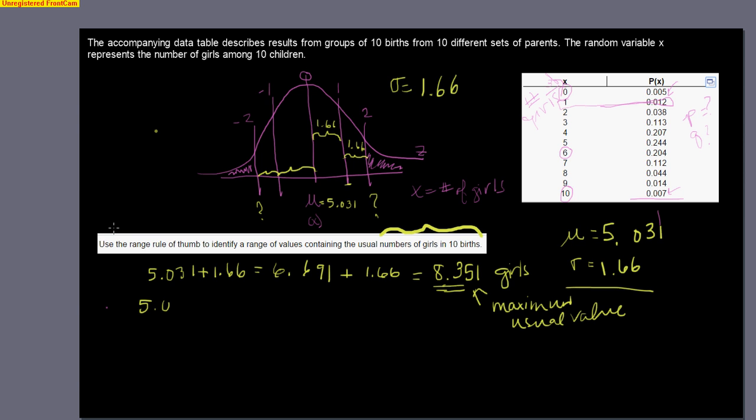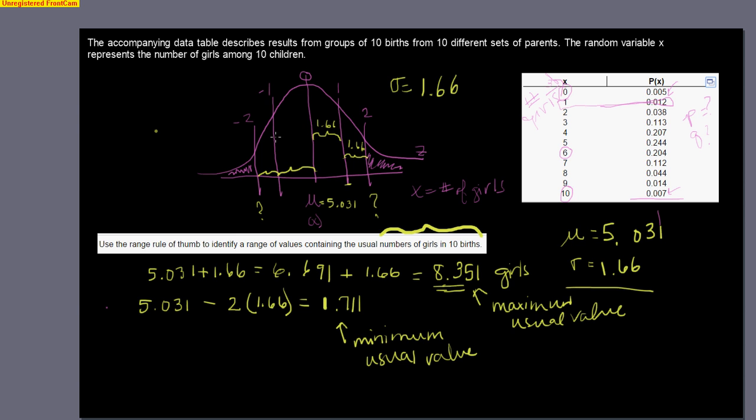So again, we're starting at 5.031. This time we're going to subtract off, and I'm going to do it a little differently: 2 times 1.66. I'm subtracting off 2 standard deviations. So just go ahead and let your calculator do that work. And this equals 1.711. When I went back and checked, that's going to be your minimum usual value. That is your cutoff.